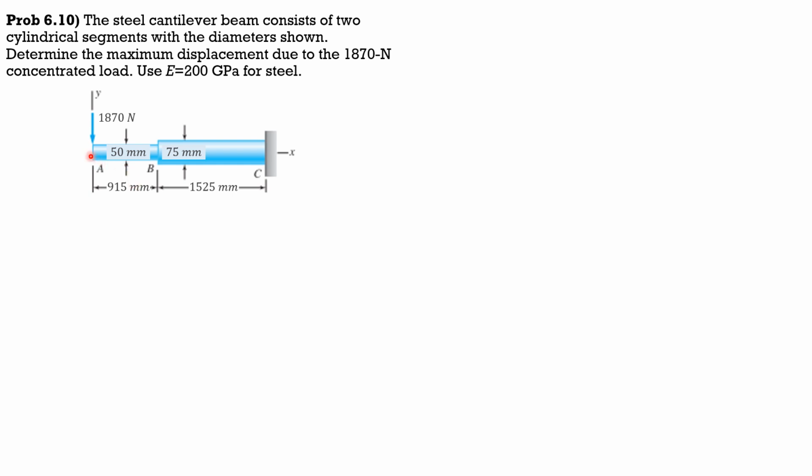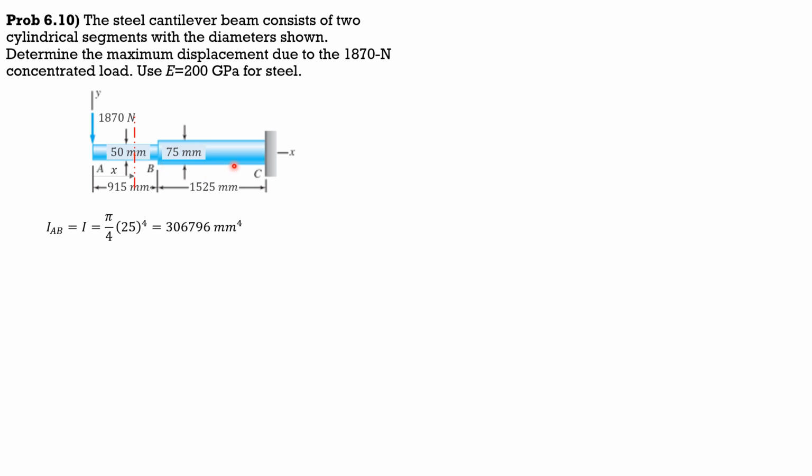This is our origin. So there is C sub 1 and C sub 2. And for portion BC, there is also C sub 3 and C sub 4. So let's compute for the moment of inertia. Call that x first. So IAB is equal to pi over 4 times radius 25 mm to the fourth. So it is 306,796 mm to the fourth.